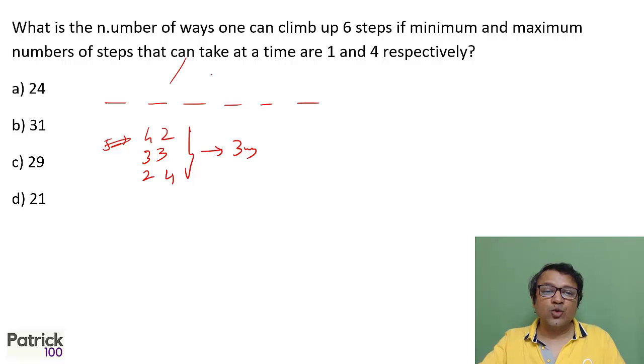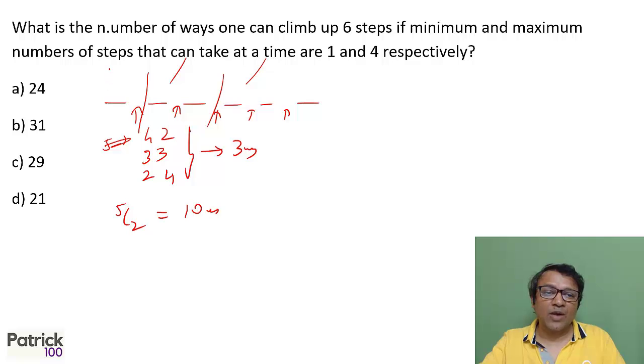Now suppose I want to take 3 steps totally. 3 steps means I have to make 2 partitions. So there are 5 places where I can make partitions. So 5C2, 10 ways. Any of the 2 places I can make partitions. So for example, I make a partition here, make a partition here, which means first I'll take 1 step, second I'll take 2 steps, last I'll take 3 steps. Possible.